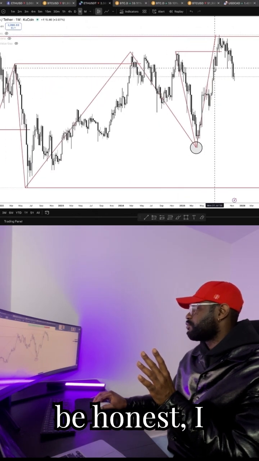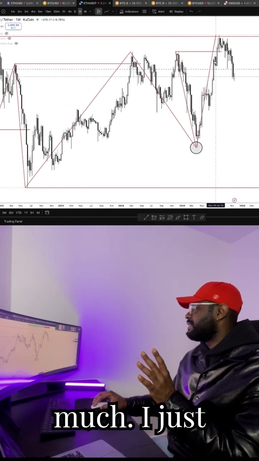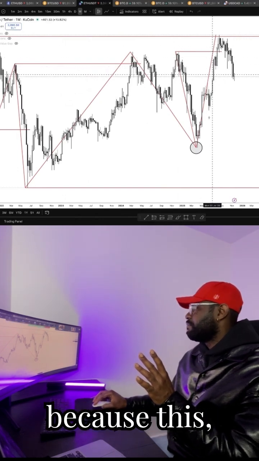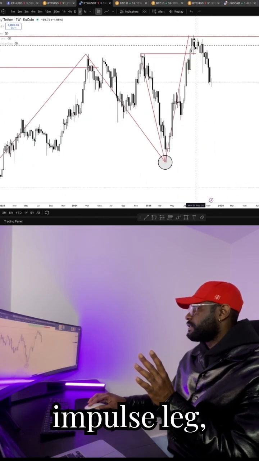So now, if you go to weekly, you will see that I wouldn't really regard this as a break of structure, to be honest. I don't even regard this as a low that much. I just think this is retracements, because everything here is one impulse leg. Everything here is one impulse leg, you know.